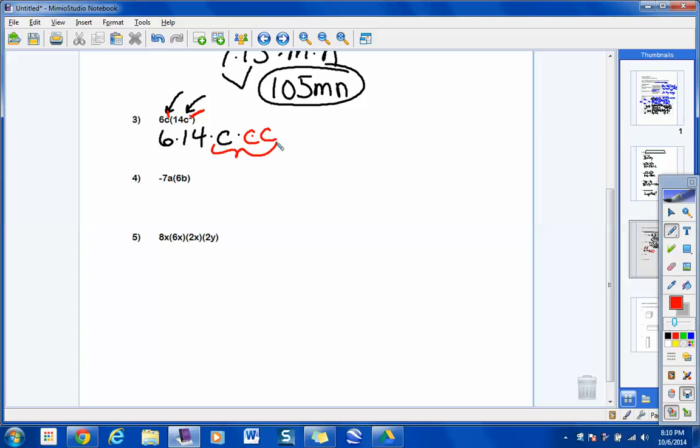there's 3 of them. So help me out on this. The 6 times the 14 part, what is it? 84. Good. And then, obviously, how many c's after it? Well, there's 1, 2, 3. So I'm going to put 84c to the... Whoa, I almost screwed that up.